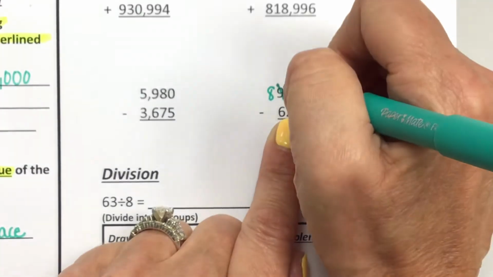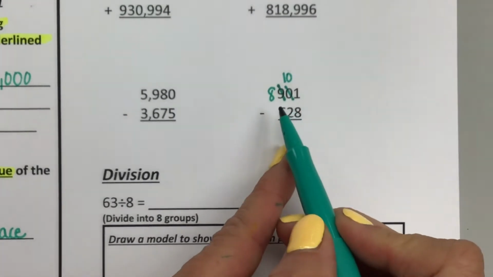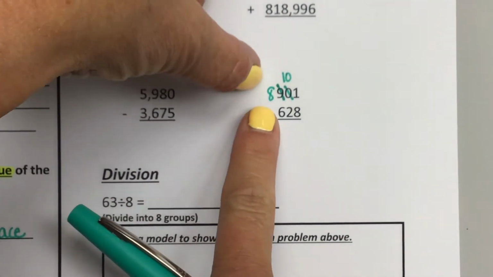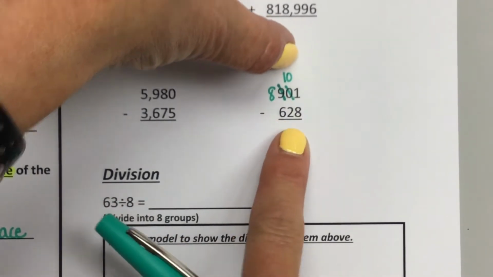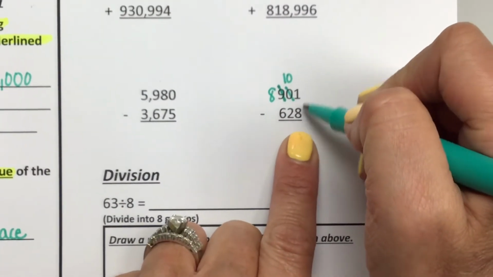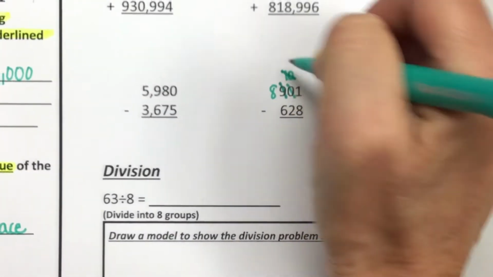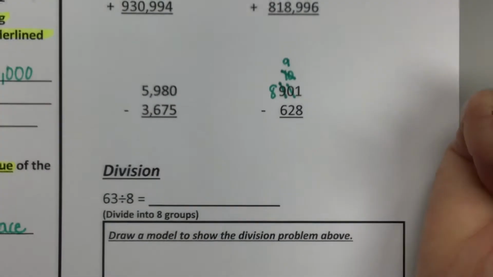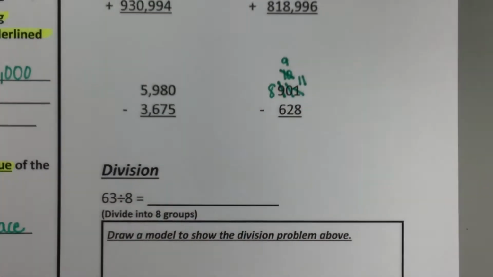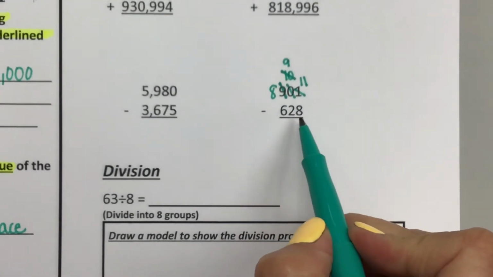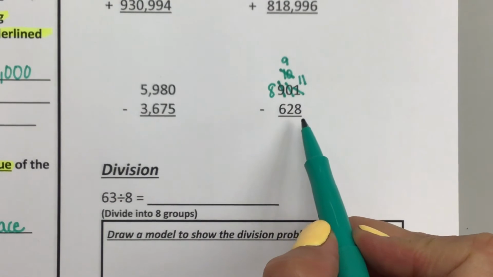Okay, now that makes this a 10, because this is the tens place. We know that 100 is the same as 10 tens. Now, do I have enough here to subtract? No, I still need to borrow. So I mark out this 10 and it becomes a 9, and I add 10 to my ones place, making it 11, because 10 tens is equal to 10 ones.